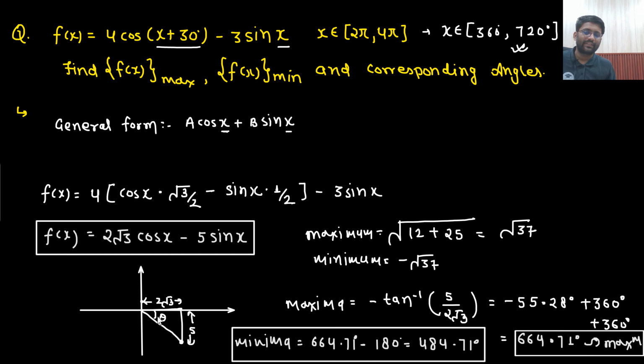So first I found this angle, which was minus tan inverse 5 by 2 root 3. Then I thought that it is not lying in the range, so I added 360. I knew it would still not lie in the range, so again I added 360 degree. Then I got this maxima angle, and for minima I just subtracted 180 degree. Job done. Understandable? Very easy, very straightforward concept.